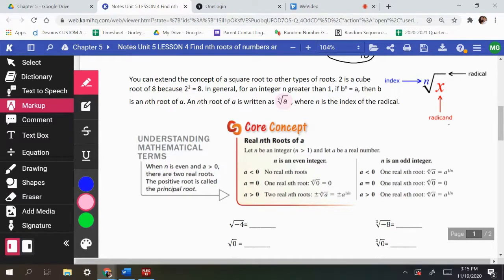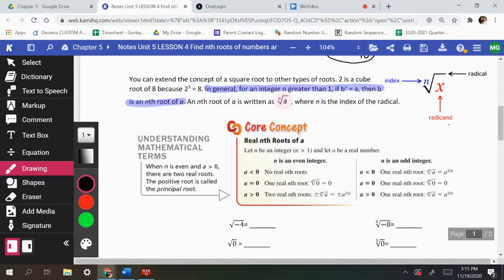It says where n is the index of the radical. Okay, and I'm pretty sure that this is a problem on your homework where you have to fill in a blank. It says for an integer greater than 1, if b to the nth power equals a, then b is an nth root of a. I'm pretty sure that is on your homework, so you might want to highlight that.